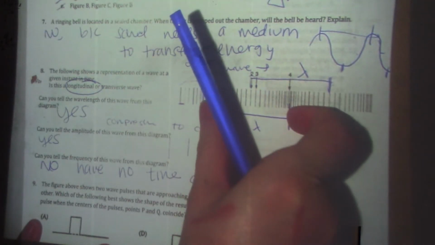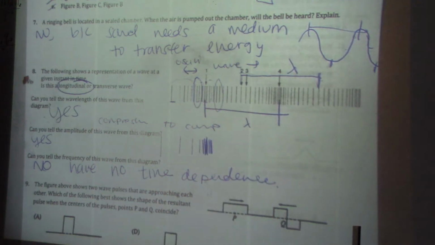Can you tell frequency? No, you know nothing about the frequency because you have no time dependence, right? So I have nothing that depends on time. I can't tell period, I can't tell frequency, I don't know the velocity. All I know is what the wave looks like at a given instant in time. So I can say amplitude and the wavelength from this picture, but I have nothing to do with time and no velocity, so I can't find the frequency.